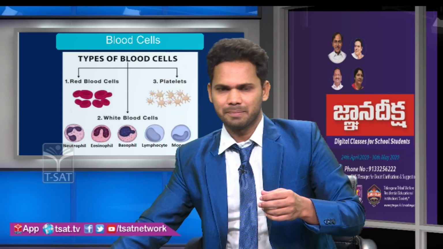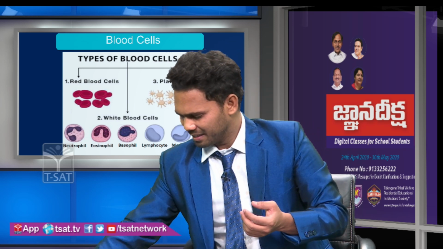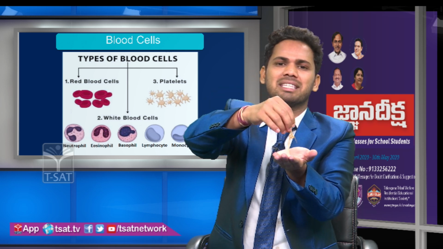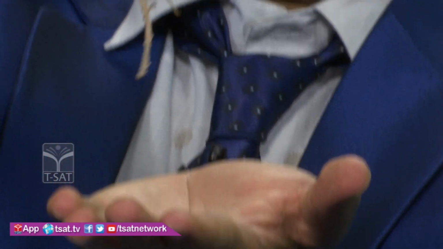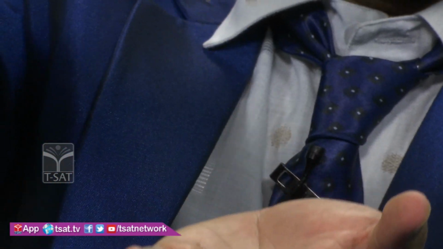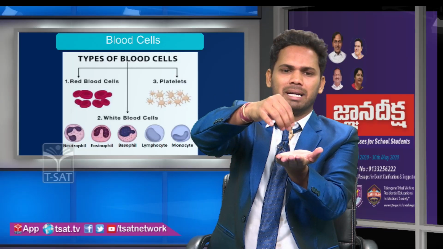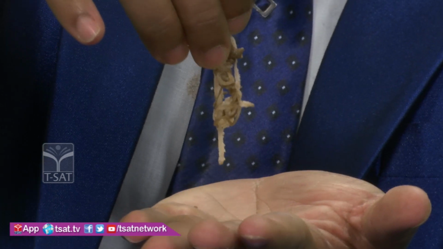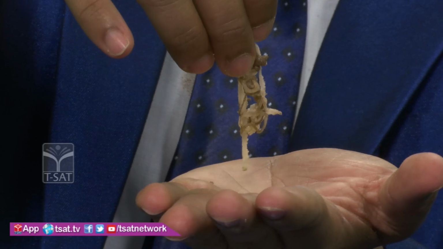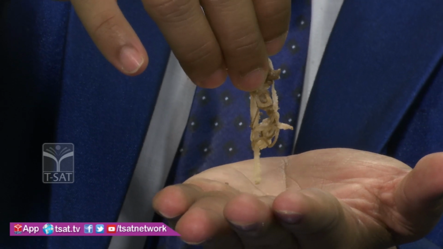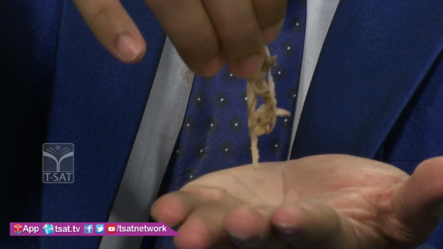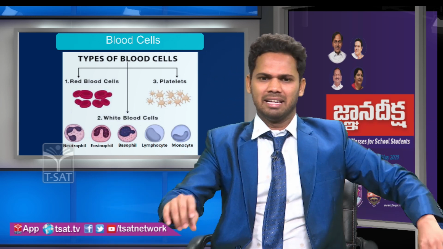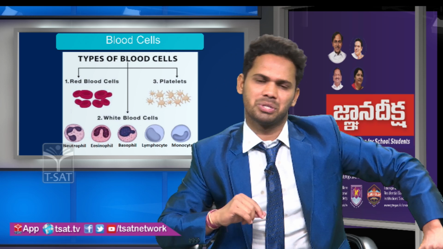Now I am showing platelets. So these are the platelets. Of course, they are very small in size, children. You can't see them, they are microscopic in nature. But I collected these fibers from banana. You see what I showed: RBC from watermelon, white blood cells from oranges, platelets from banana peel fibers.